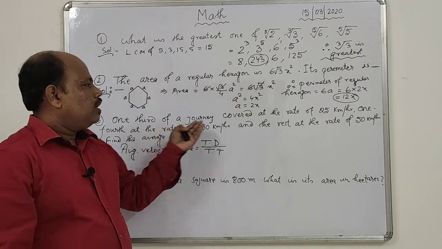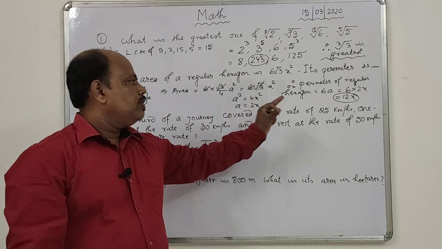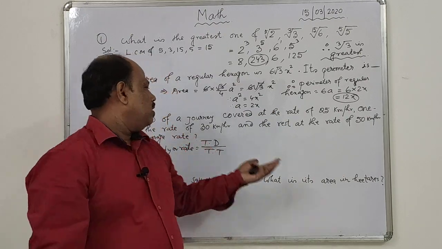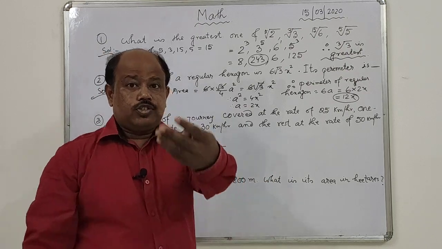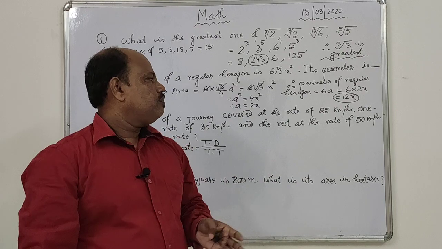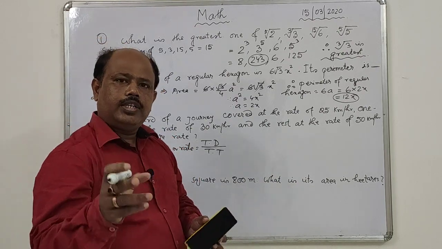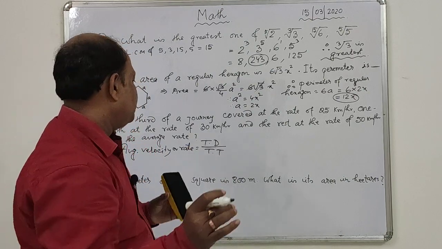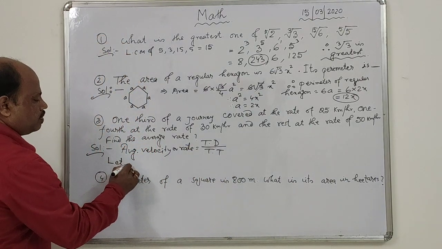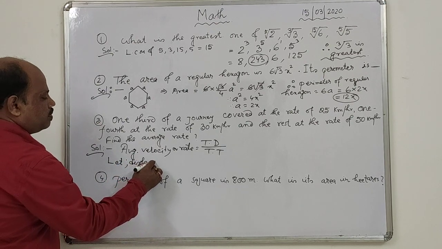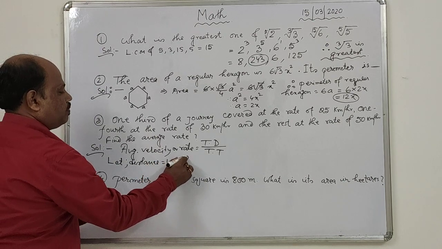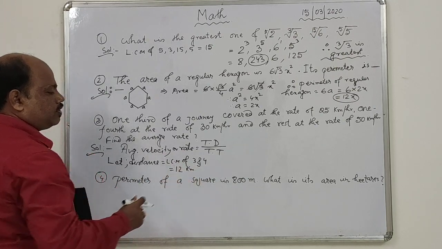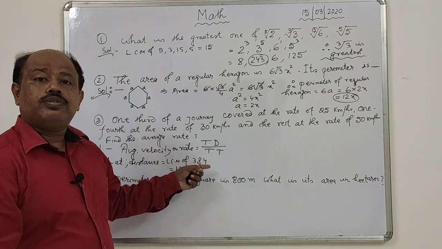But you don't know what the total distance is. Given in the question, only 1/3 at the rate of 25, 1/4 at the rate of 30. But you don't know the distance. For this type of question, shortcut method, you have to first find the distance. Assume it, assume means suppose. Let distance equal to LCM of 3 and 4. That is equal to 12 kilometer.